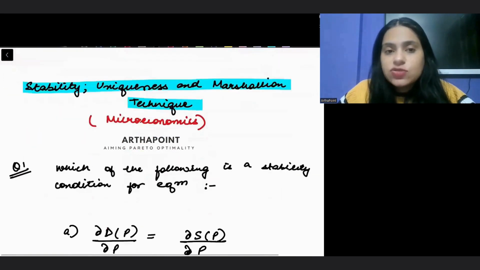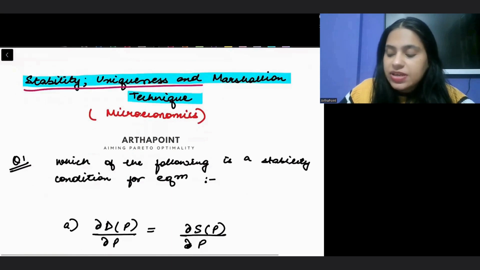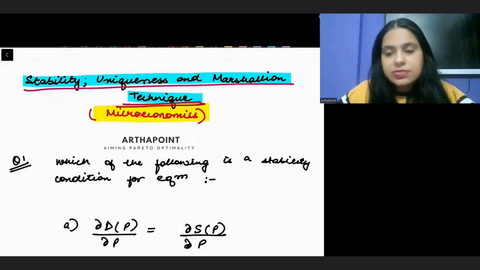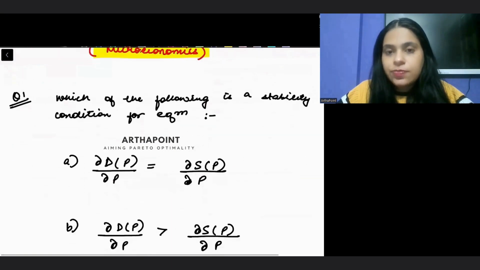The topic that I choose for today is called Stability, Uniqueness and Marshallian Technique. And this is a topic of microeconomics. Let's look into the first question.